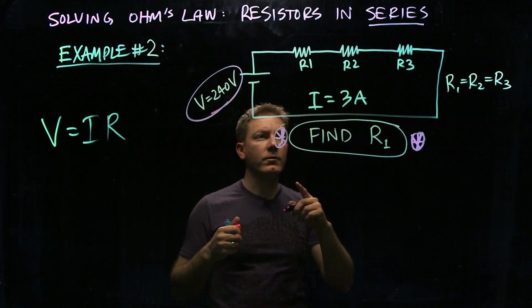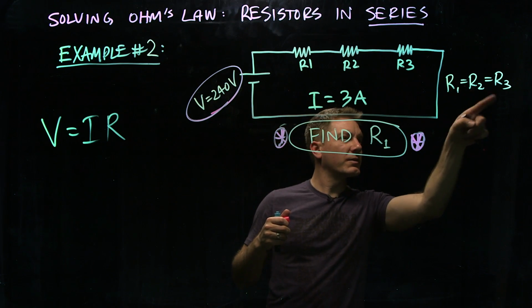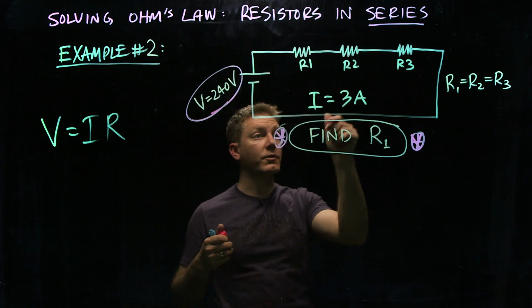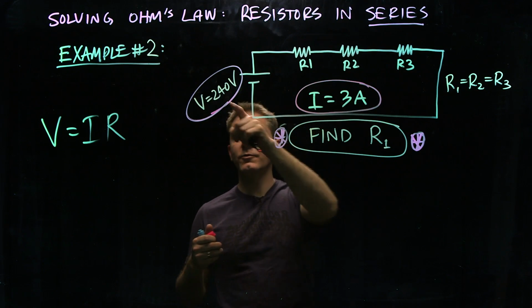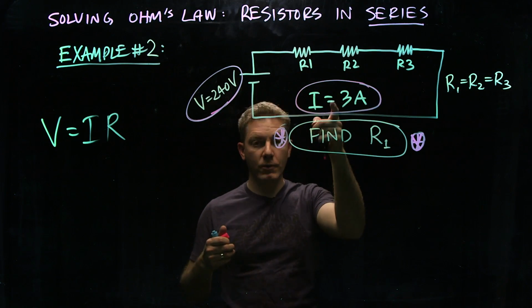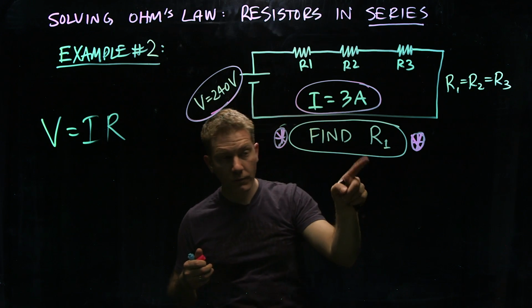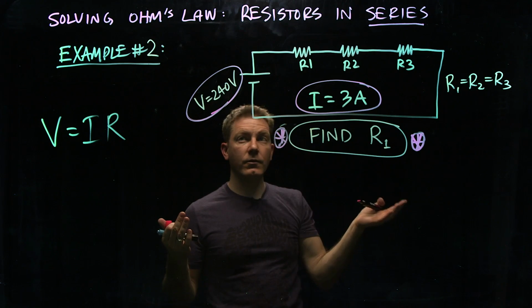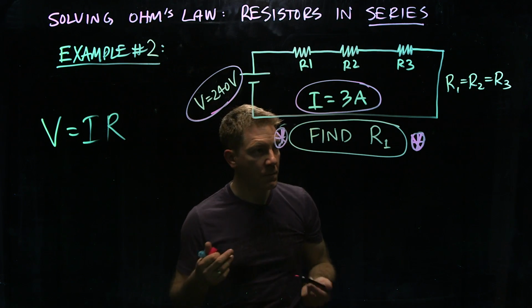What else do we know? R? No, there's a lot of stuff with R, but it doesn't tell us what it is. Find R. Oh, that's step two. Okay. I is 3 amps, so voltage we know, current we know. What we don't know is resistance. So this looks pretty simple, right? We know V, we know I, we have to find R.